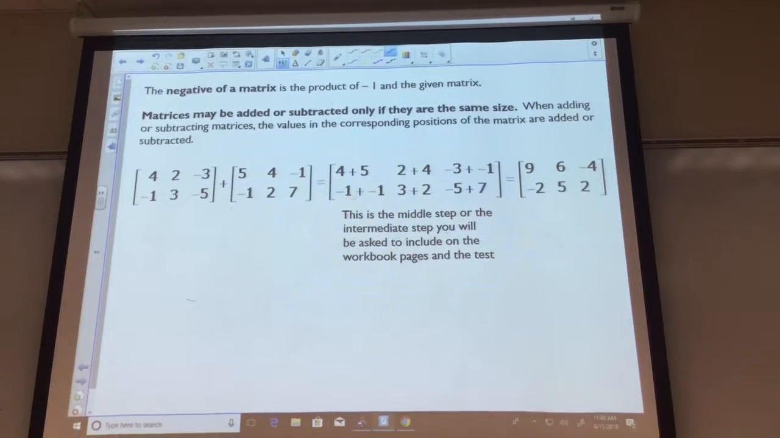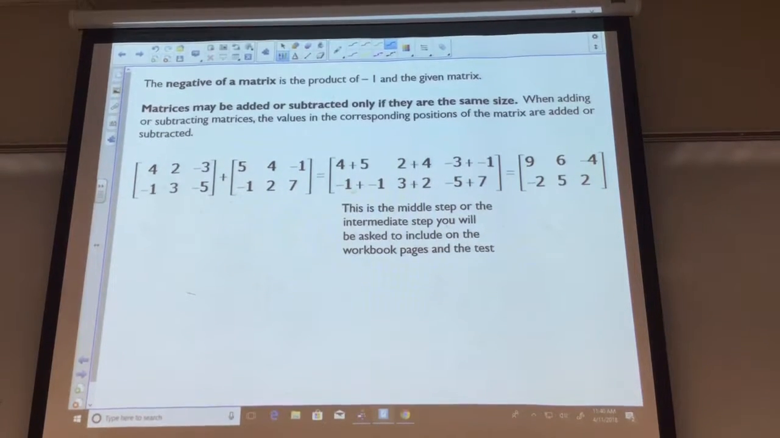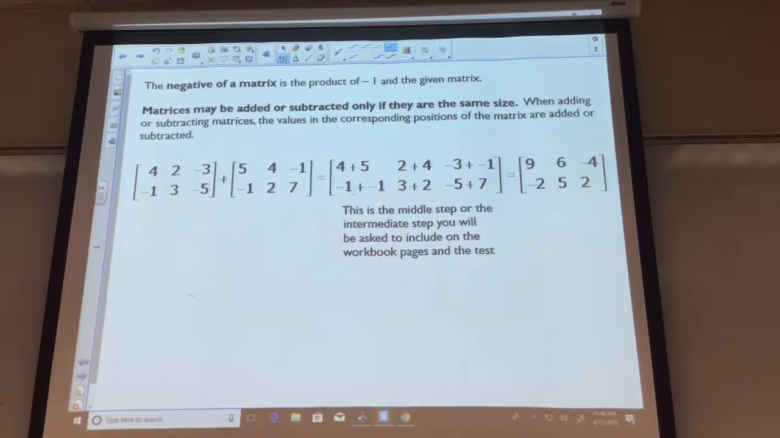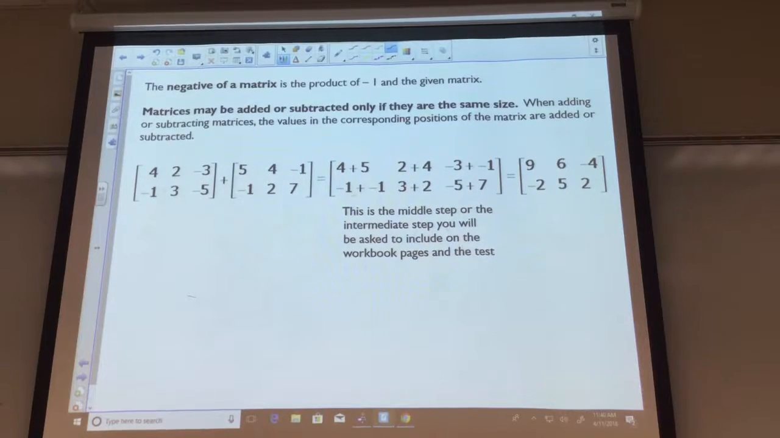-1 across the contents won't change the numbers, but it will change all the signs, just like if I multiply by -3, it changes all the signs. Not a big deal, okay?